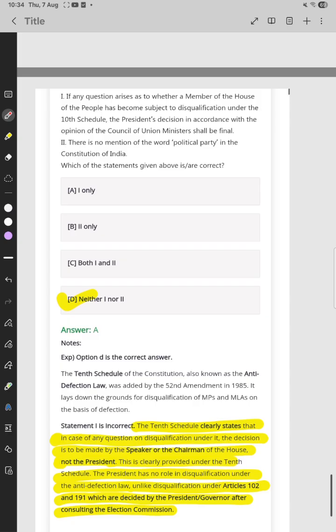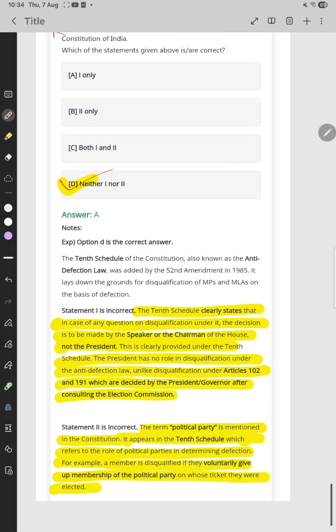Third question. If any question arises as to whether a member of the House of the People has become subject to disqualification under the 10th Schedule, the President's decision in accordance with the opinion of the Council of Union Ministers shall be final. This is not correct. Not the President's decision; the decision of the Chairman or Speaker is final. So this is incorrect. There is no mention of the word political party in the Constitution of India. This is also incorrect. So the answer is D: neither 1 nor 2.